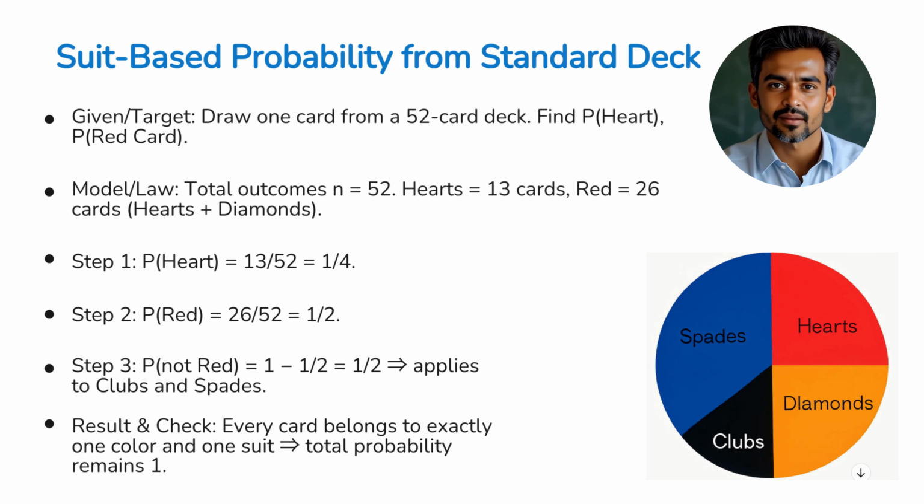The complement, not red cards, are clubs and spades, also 26 cards. So P of not red is 1 minus 1/2, again 1/2. All cards belong to exactly one suit and one color. So everything adds up perfectly to a total probability of 1. Picture this as a pie chart with suits in different colors. It really brings these numbers to life. Shabash. You're nailing classical probability.